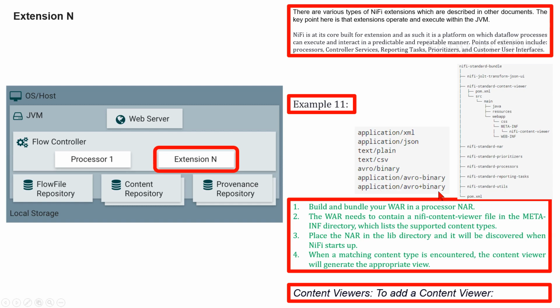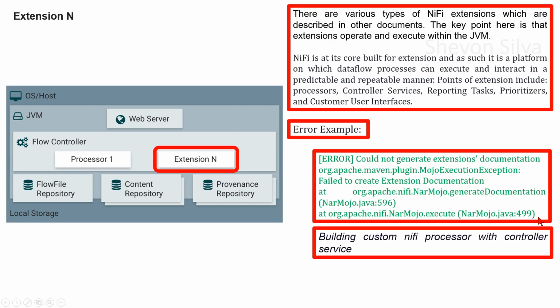As an error example, we can consider this one that occurred in building a custom NiFi processor with a controller service. Error: could not generate extensions documentation. org.apache.maven.plugin.MojoExecutionException: Failed to create extension documentation at org.apache.nifi.nar.NarMojo.generateDocumentation at org.apache.nifi.nar.NarMojo.execute.